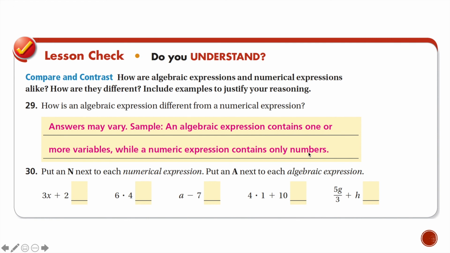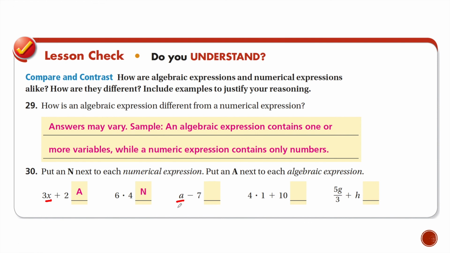And like we've done before, you have to put an n next to the numerical expression and an a next to the algebraic. In other words, is there a variable or is there no variable? So, the very first one, we have 3x plus 2. There is in fact a variable right here, so therefore we are going to say that this is algebraic. 6 times 4, there is no variable, therefore it's numerical.